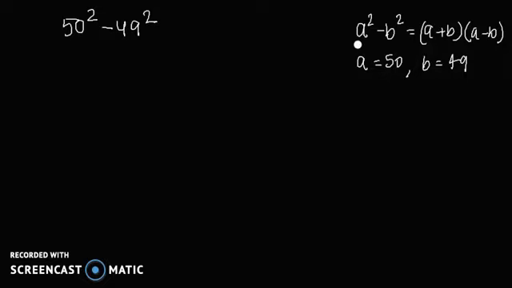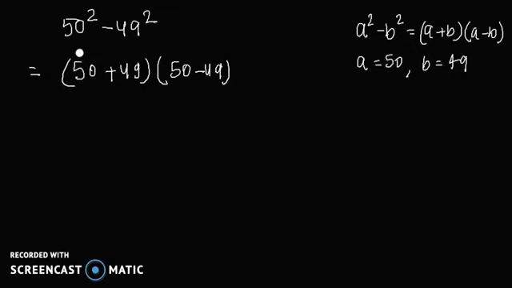So our next step will be a square minus b square, as you can see, is a plus b times a minus b. So we can write 50 plus 49 times 50 minus 49, where 50 is a and 49 is b. So a plus b times a minus b.